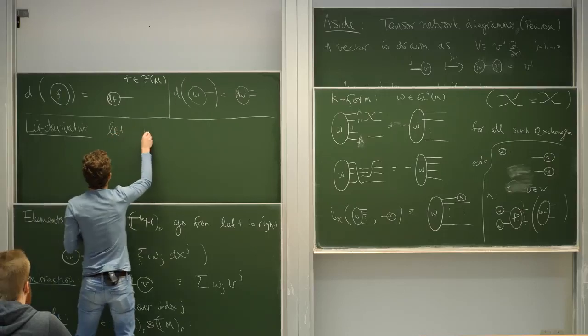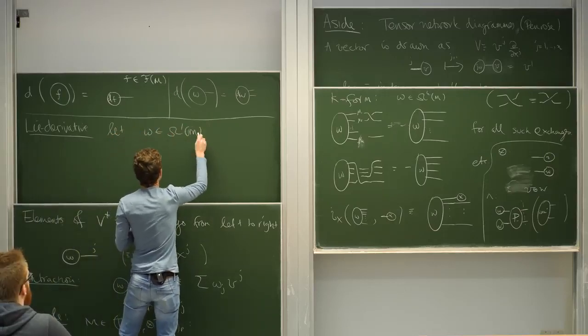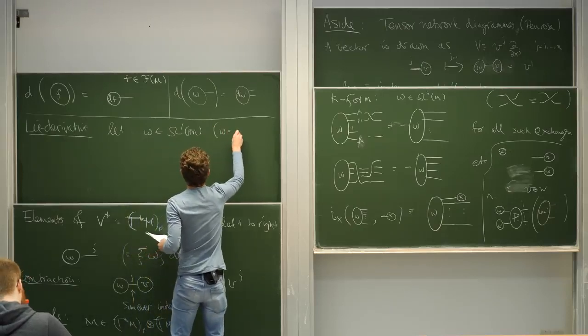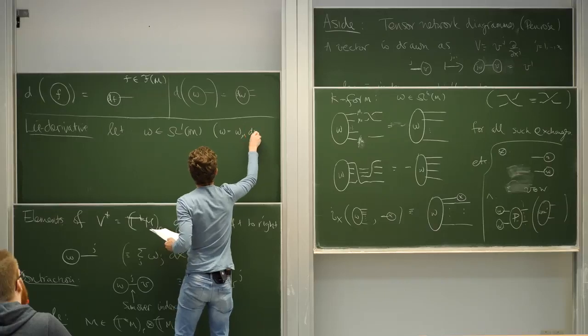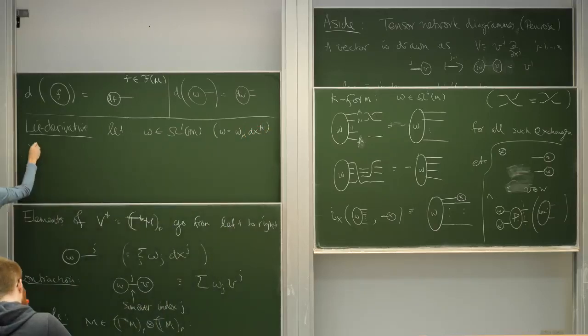So let omega be a one form. I'm only going to prove this for the one form case. You can do the k form case yourself. So in coordinates, suppose we have a one form, and we have a vector field x.